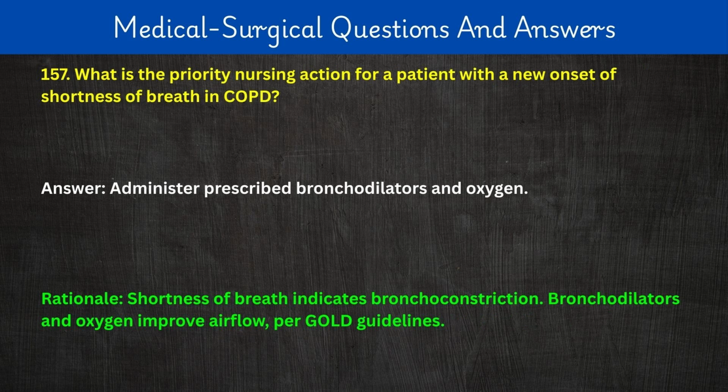157. What is the priority nursing action for a patient with a new onset of shortness of breath in COPD? Answer: administer prescribed bronchodilators and oxygen. Rationale: shortness of breath indicates bronchoconstriction. Bronchodilators and oxygen improve airflow, per GOLD guidelines.